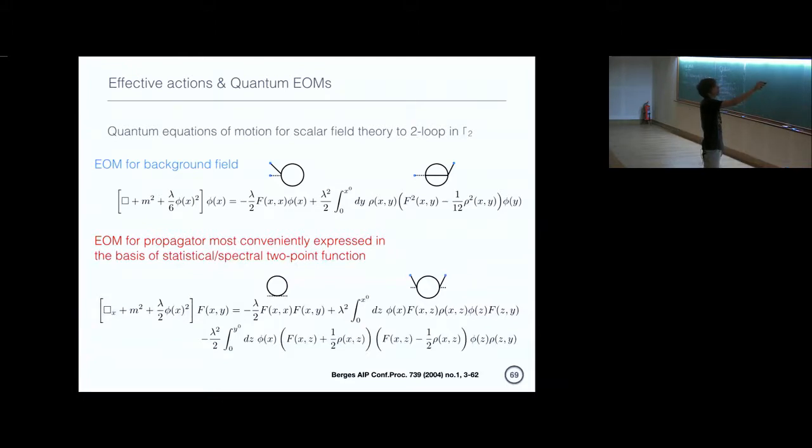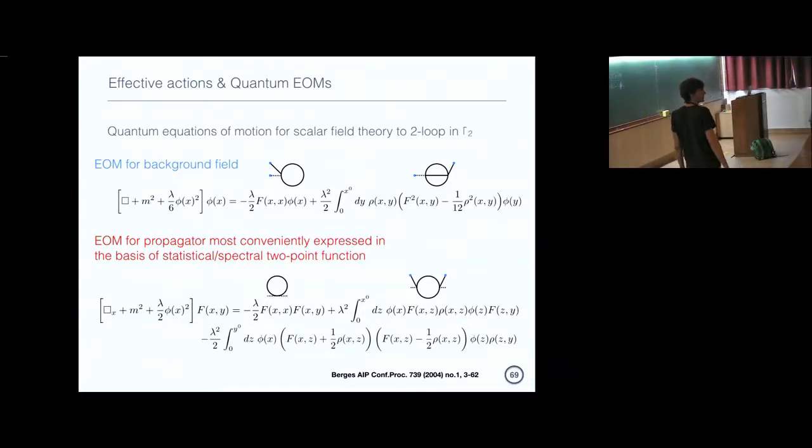What do we find? I've sorted it such that on the left-hand side we have the classical field equation of motion, right? So here we have a part which comes from the classical action, but then this classical equation of motion now receives corrections due to the fact that the field can interact with, for instance, the fluctuations in the system. So you can look at these diagrams.